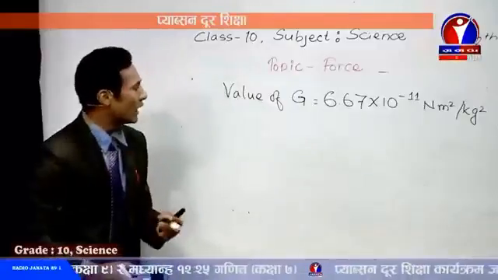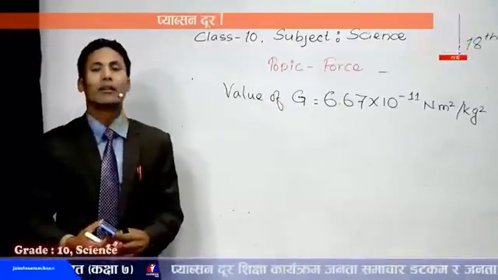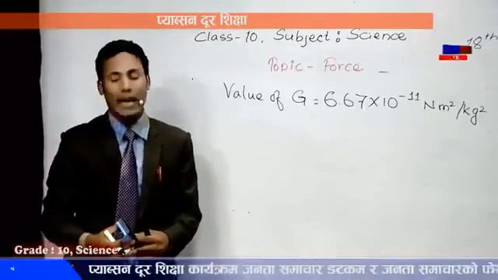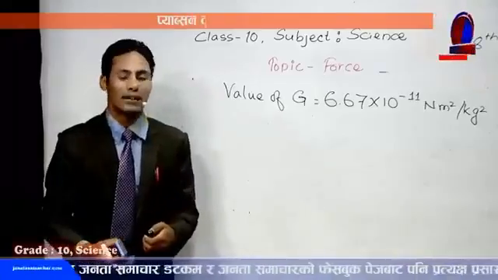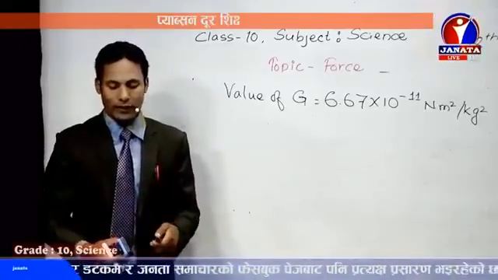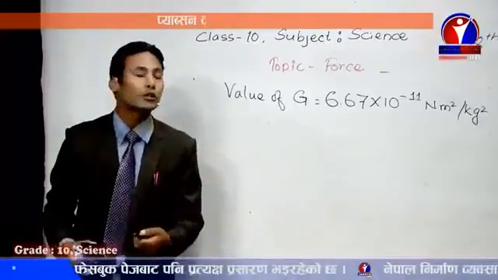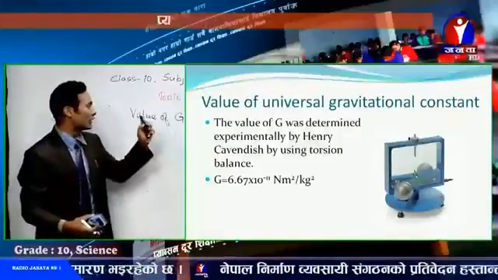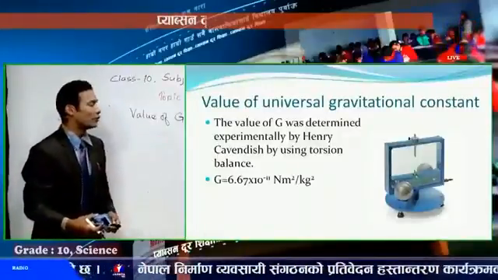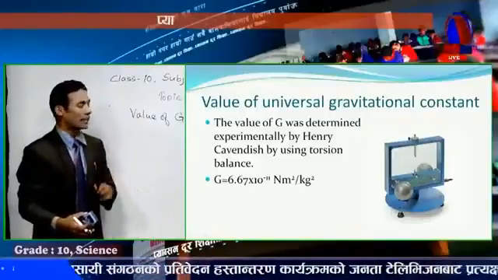That is the value. And this value was first calculated by the scientist Henry Cavendish, who used the torsion balance for the calculation of this value G. You can see in the slide I have also shown a picture of this torsion balance used for calculating the value of G, that is 6.67 × 10^-11 Newton meter square per kg square.